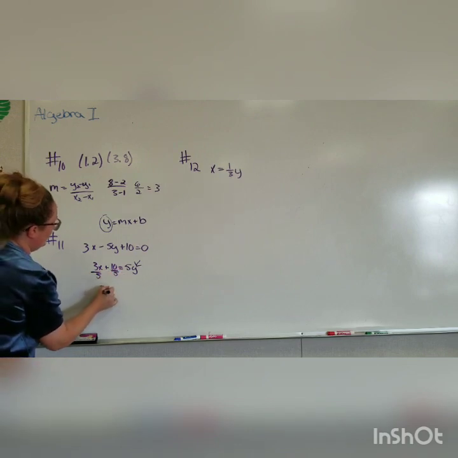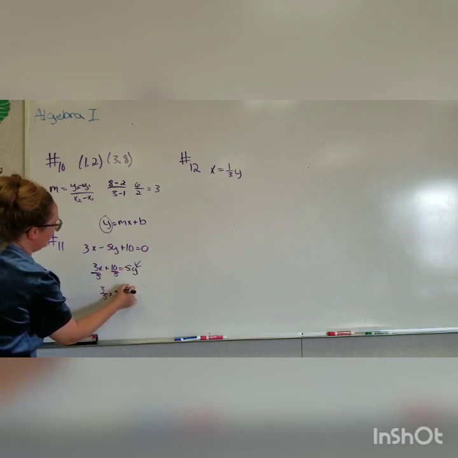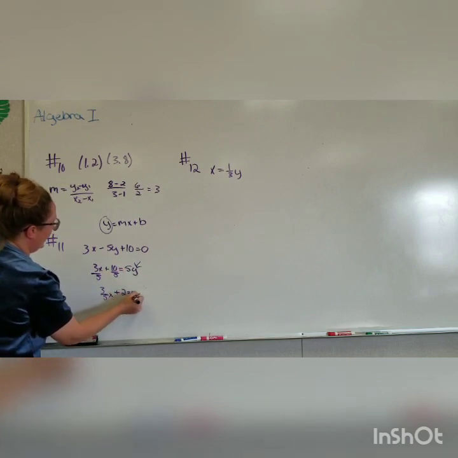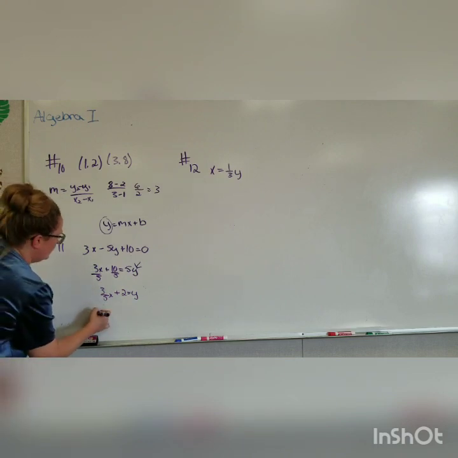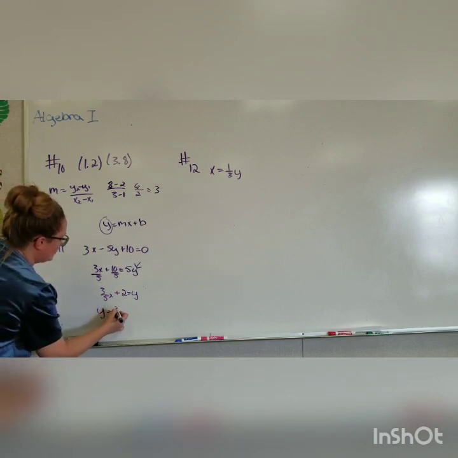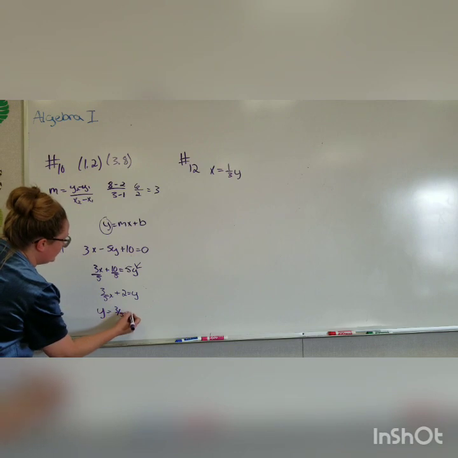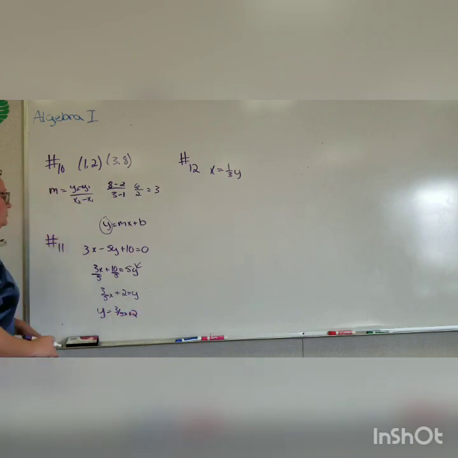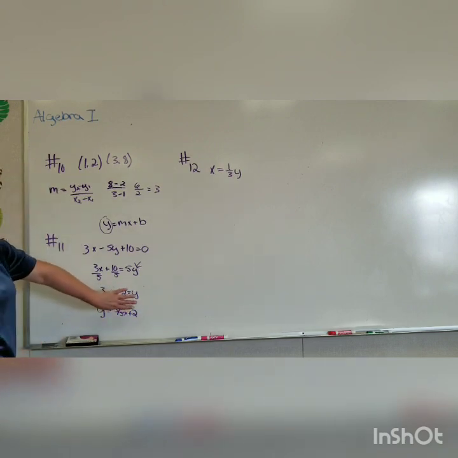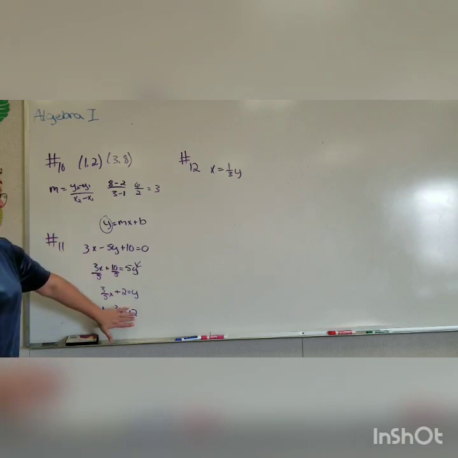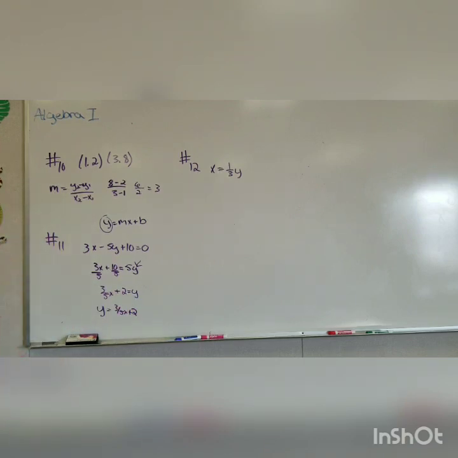You end up with 3 over 5x plus 10 divided by 5 is 2 equals y. Okay, so in slope-intercept form, y equals 3 over 5x plus 2. Once you have everything situated, you can just flip the equation without changing any signs to write it the correct direction.